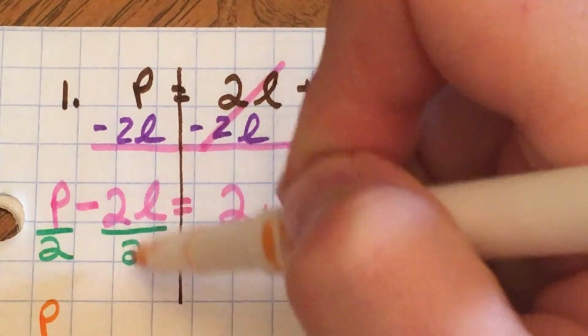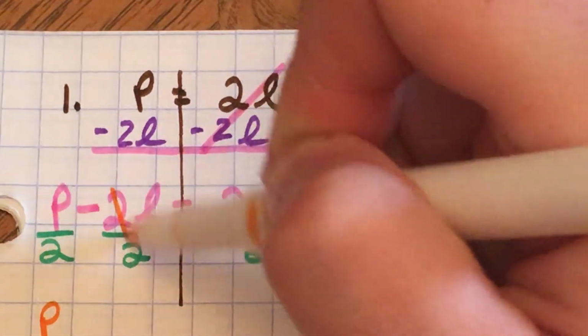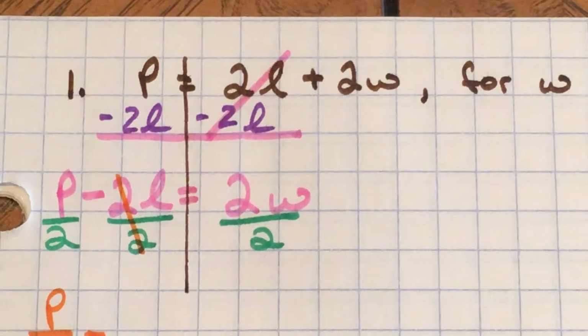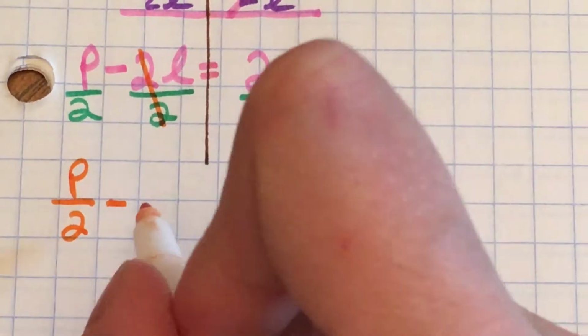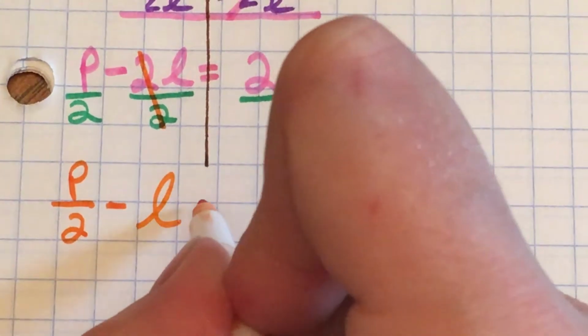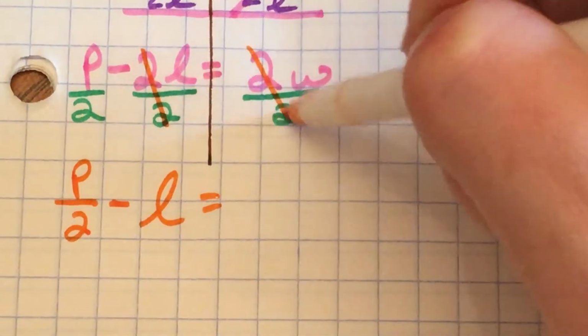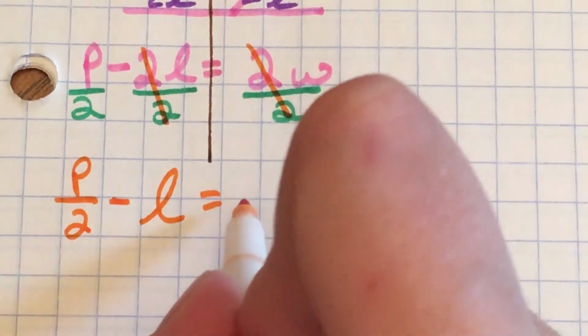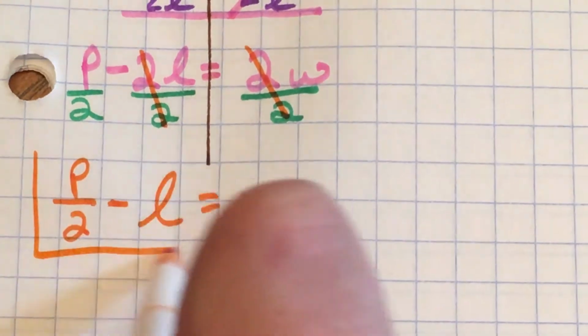minus, hey, these 2's, what can they do? They can cancel out. Oops, you can't see that. There you go. So a perimeter divided by 2 minus a length equals, what do I have left on the far right? Just a width. The end.